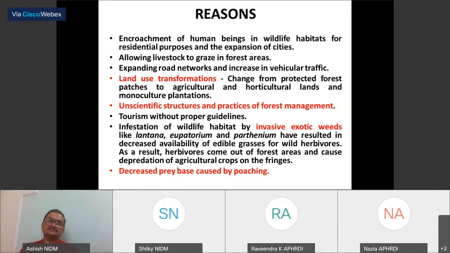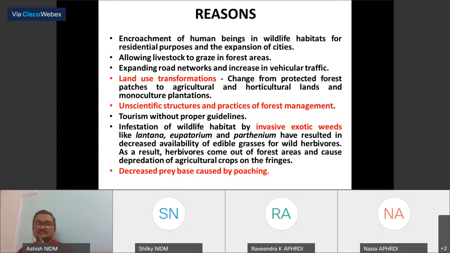So unscientific structures and practices that we are following with respect to forest management, that is also one important aspect. Then tourism, it is not ecotourism, it is tourism with respect to gaining only money, only economy based tourism is there. So these are very important aspects.